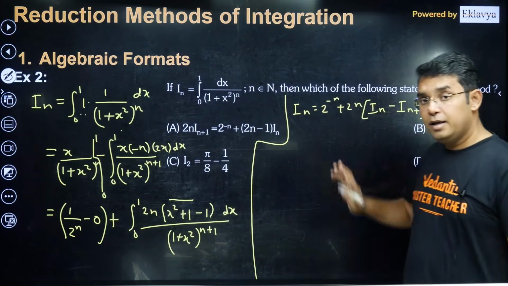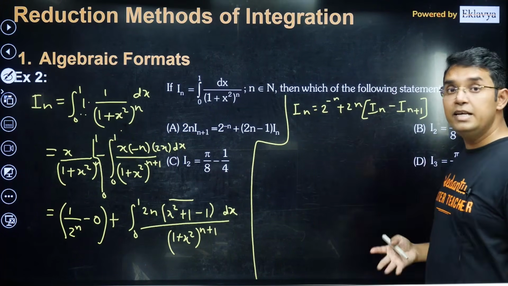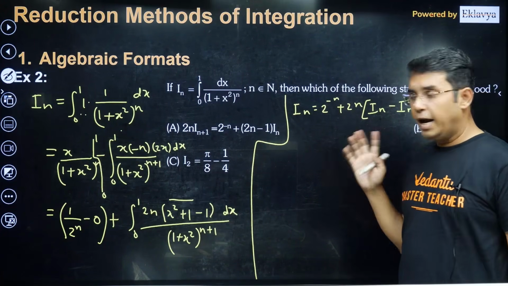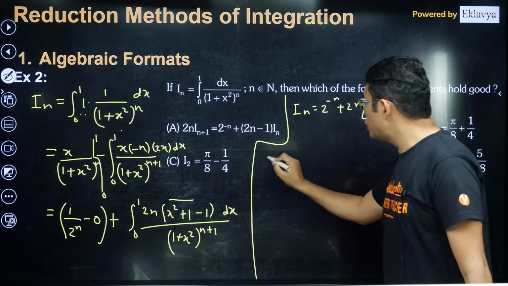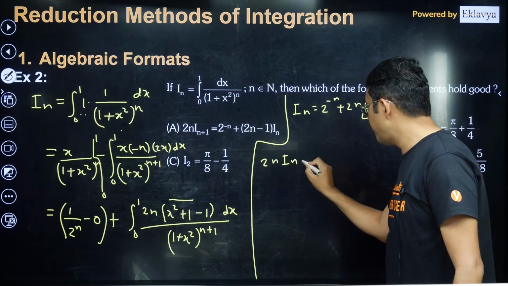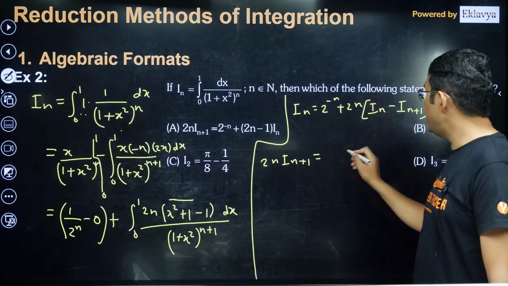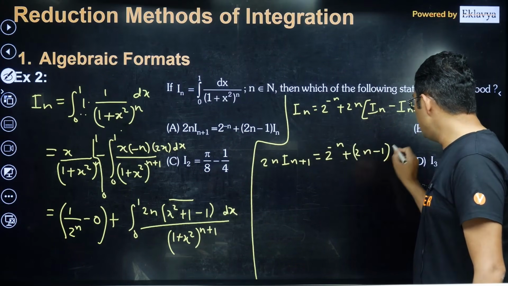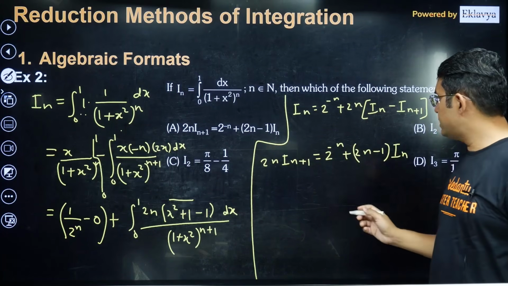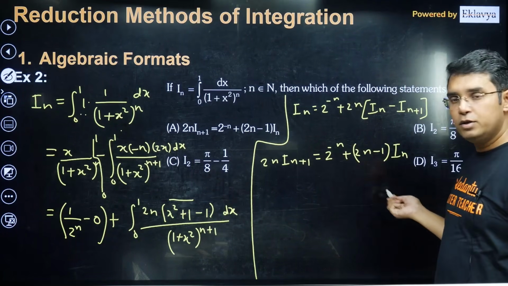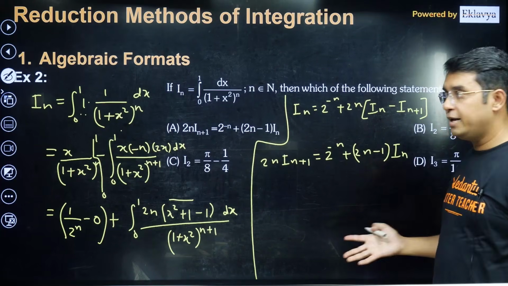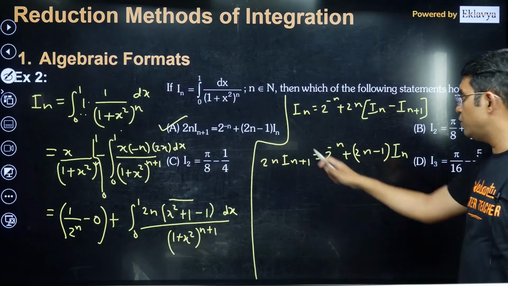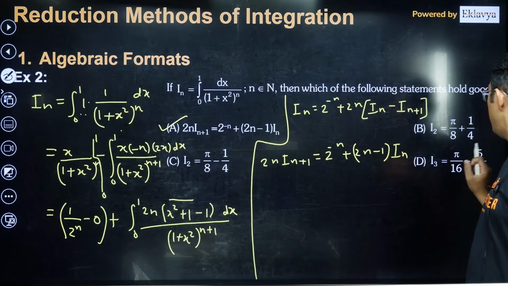Okay, now you can say, rather than reducing it, we have actually increased the difficulty level by saying in terms of In plus 1, but you can write it in reverse order also. You can say 2n into In plus 1 will be equal to 2 power minus n plus (2n minus 1) into In. So this is my reduction method for In plus 1 in terms of In. So you can write In also in terms of In minus 1. So in this, I think option A seems correct: 2n into In plus 1 is equal to 2 power minus n plus (2n minus 1) In.